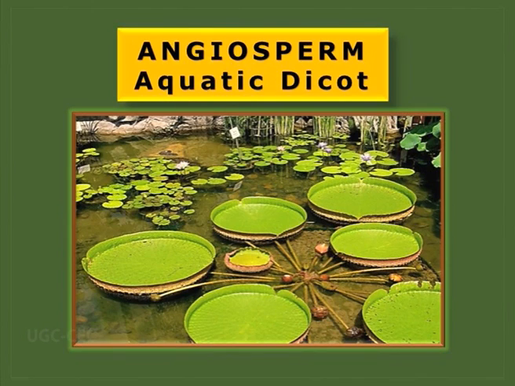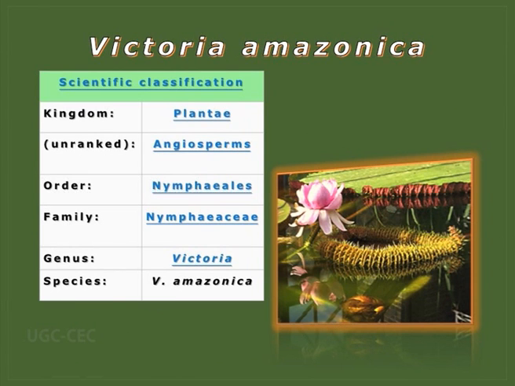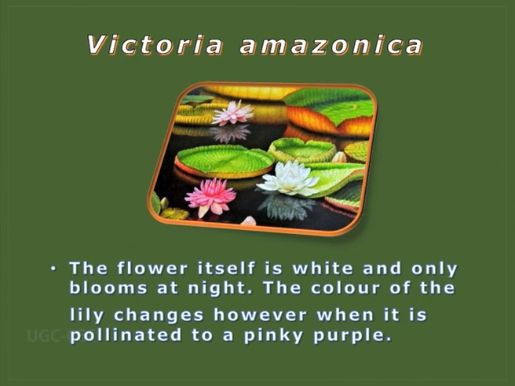Next we are coming to angiosperms and aquatic dicots. In this community we have Victoria amazonica. It belongs to the order Nymphaeales, family Nymphaeaceae, genus Victoria, and the species is Victoria amazonica. It is a very nice system to study. The flower is basically white in color, and it blooms at night, and the color of the lily changes, as you can see here clearly, to a pinky purple color when it is pollinated.